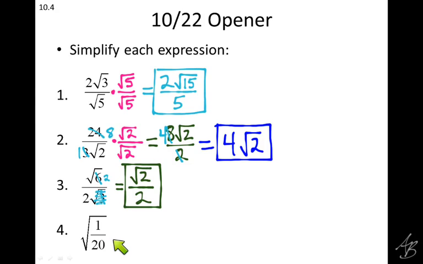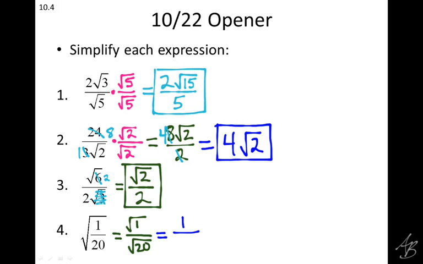For this last one here, the first thing we did with a problem like this is we rewrote it. You guys remember that from yesterday? So instead of all of that being under one big square root, we're going to give each of them their own square root. So we have the square root of 1 over the square root of 20. Now on top, what is the square root of 1? It's just 1, right? And on the bottom, the square root of 20, we can simplify that.